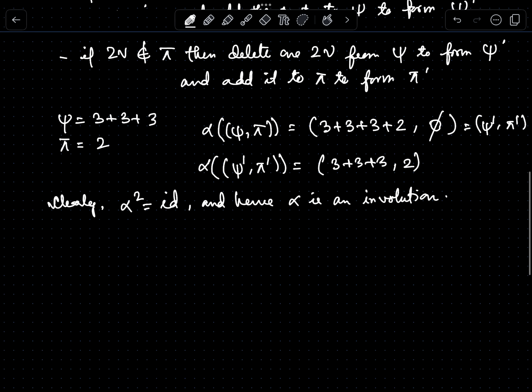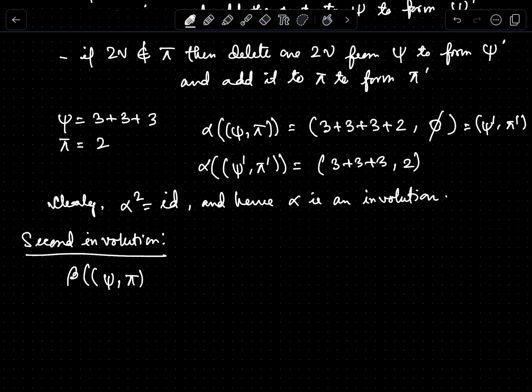Okay, but instead of considering our smallest even part as 2 pi, we are going to consider the smallest even part as 2 nu. We are going to consider the smallest even part as nu plus nu. Okay, the second involution, let's call it beta. So we are going to define beta again on a pair of partitions psi, pi, and we'll get psi prime, pi prime. So you are going to again consider the smallest even part, but as I mentioned, this time the smallest even part 2 nu, we are going to consider it as a doublet, so like nu plus nu.